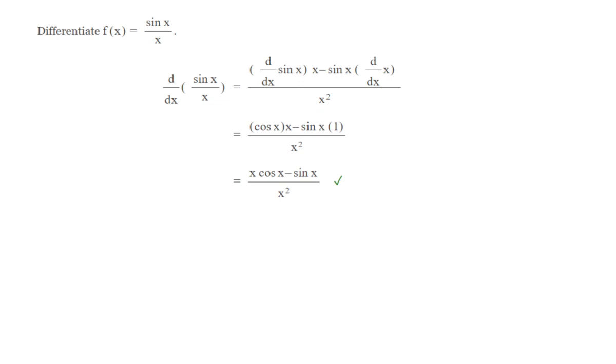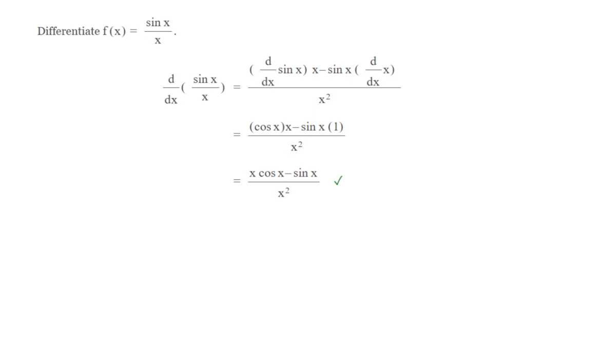Now look at this question. Differentiate f of x is equal to sin x by x. So d by dx of sin x by x. Since the function is the quotient of two separate functions sin x and x, we must use the quotient rule. Recall that derivative of sin x is equal to cos x and derivative of x is equal to 1.